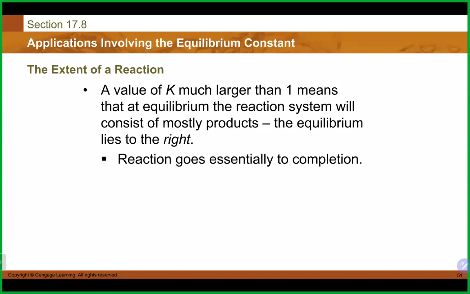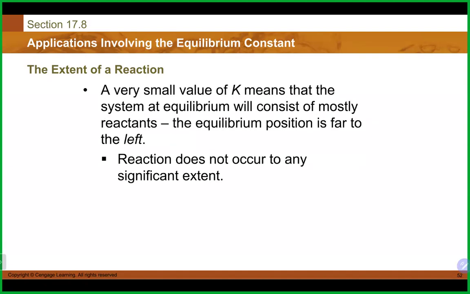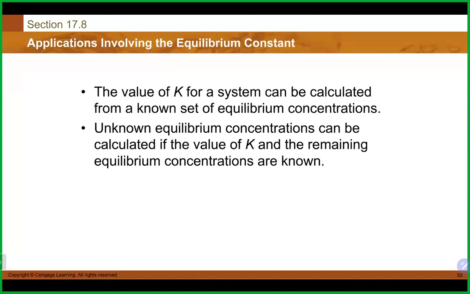We talked about the meaning of K, and a reminder that anything above 1 is considered a large value of K. You would have a lot more products at equilibrium, especially if you have a really large value. A small value of K means the opposite. You should be hanging out on the reactant side, probably mainly reactants at equilibrium, and the reaction is probably not really going to the product side. It's just hanging out there on the reactant side.